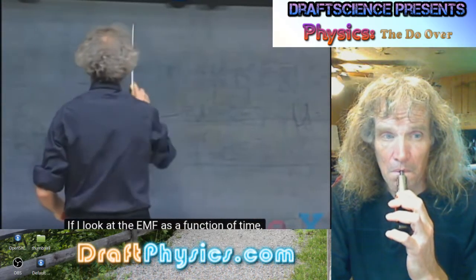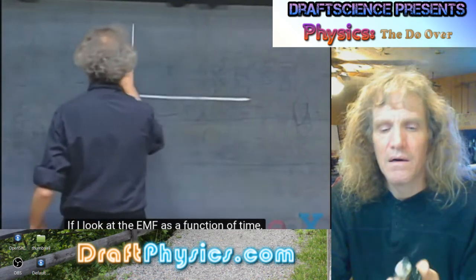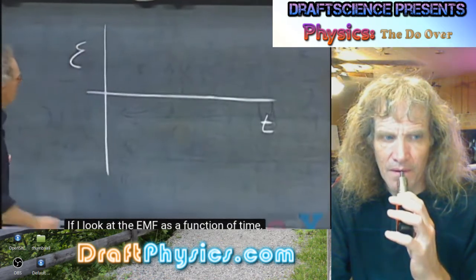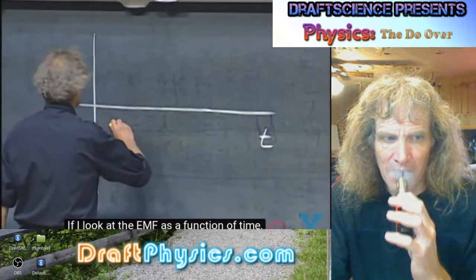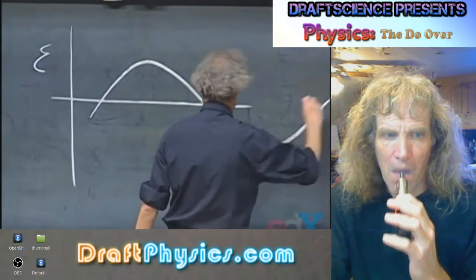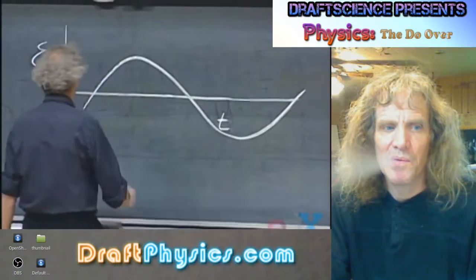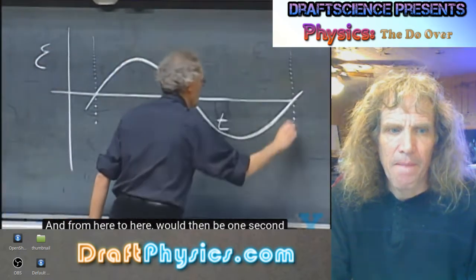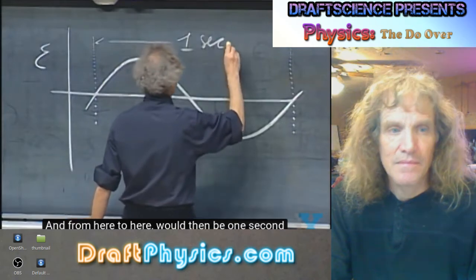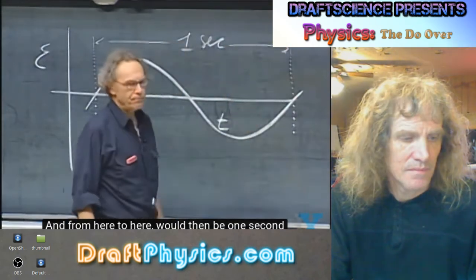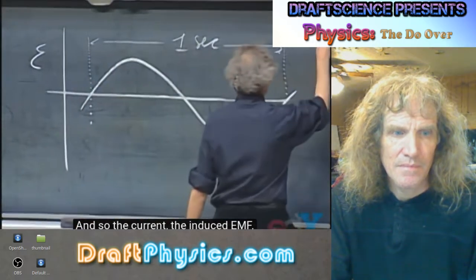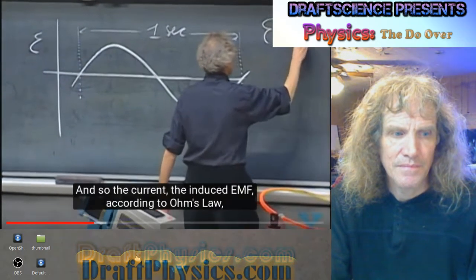If I look at the EMF as a function of time, it would be something like this. And from here to here would then be 1 second, if I really rotate it around in 1 second. And so the current, the induced EMF, according to Ohm's law.